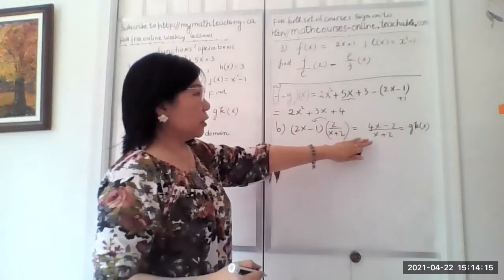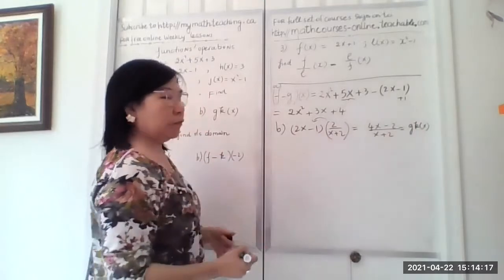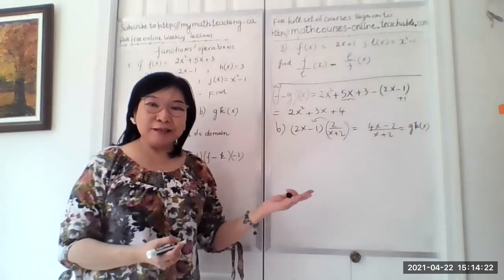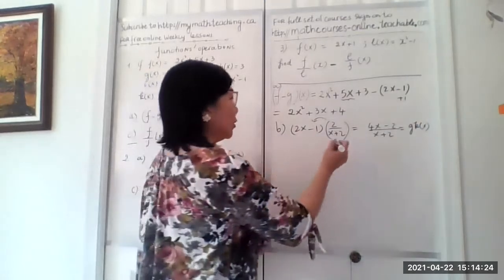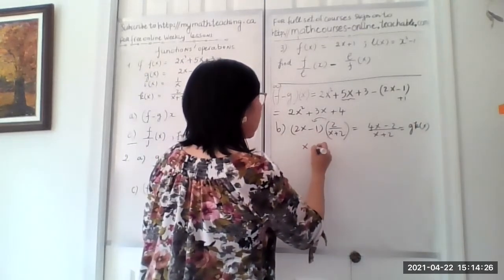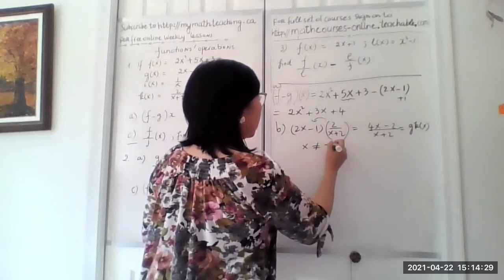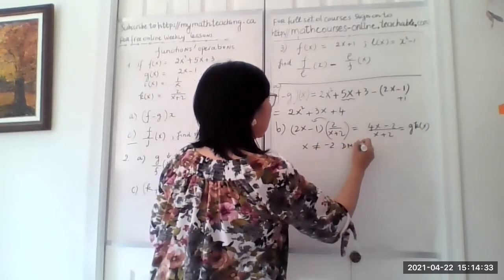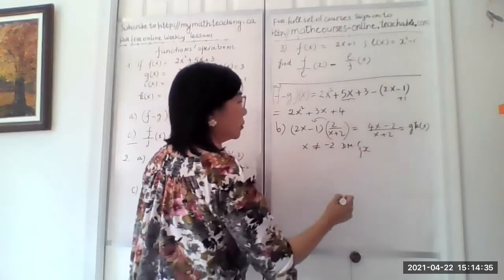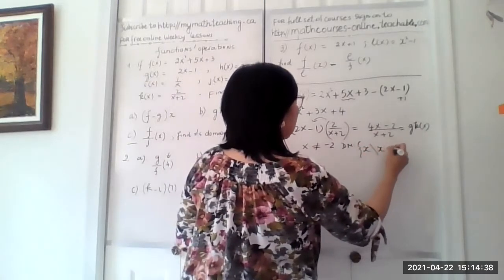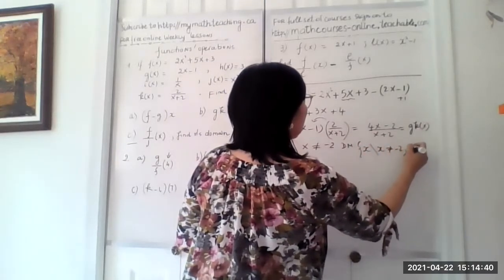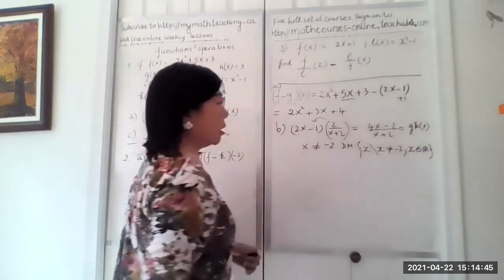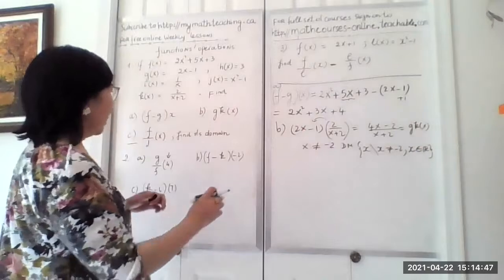Now, because this is a rational function, maybe we go a little further by stating the restriction of the denominator. We say x has to be different from -2. So we can state the domain is the set of x such that x is different from -2, and other than that, x belongs to the real numbers. So that's how you state the domain.